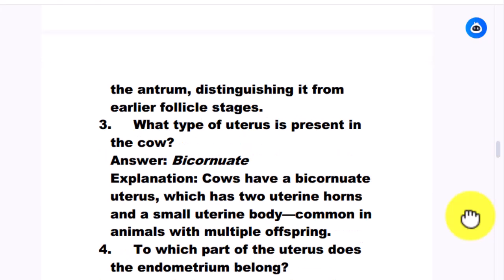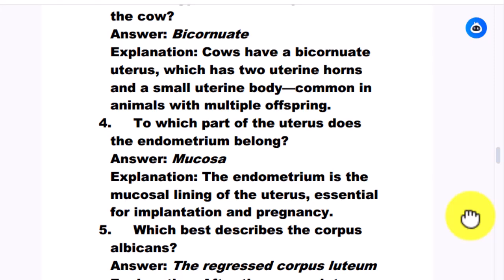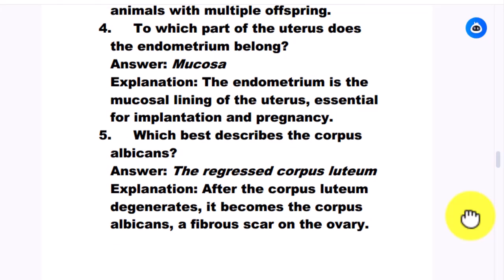What type of uterus is present in the cow? Bicornuate. Cows have a bicornuate uterus which has two uterine horns and a small uterine body, common in animals with multiple offspring. To which part of the uterus does the endometrium belong? Mucosa. The endometrium is the mucosal lining of the uterus, essential for implantation and pregnancy.